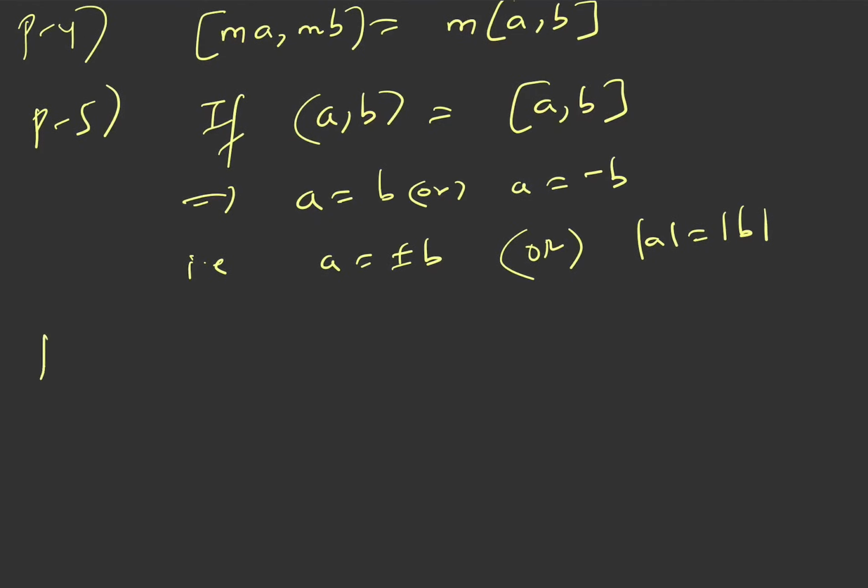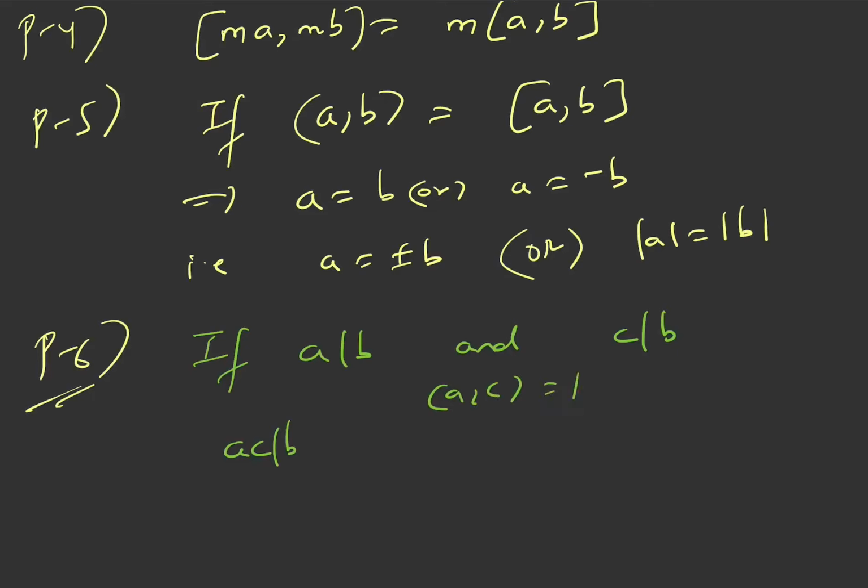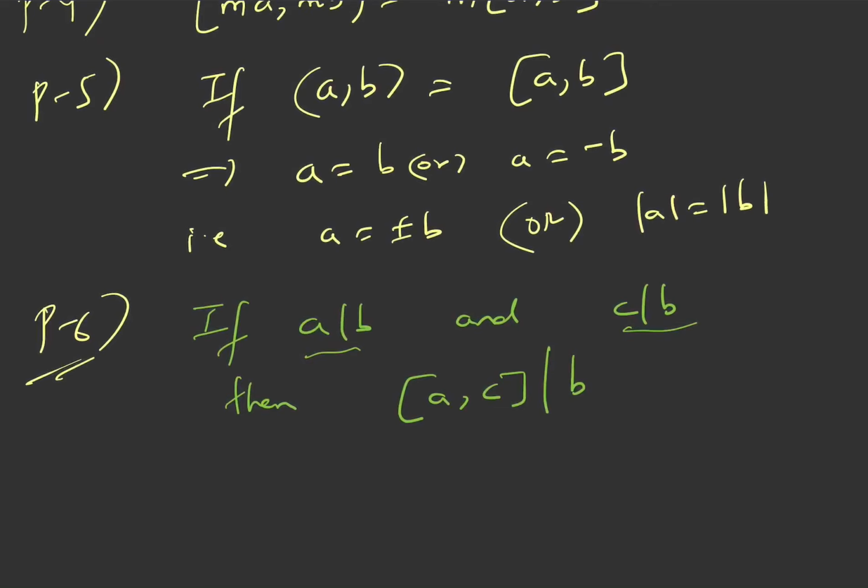Next, now this is an important property. If A divides B and C divides B, then we told that AC divides B is true if I can guarantee that GCD of A comma C is 1, right? But what happens if GCD of A and C is not 1? What is the general statement which I can make? The general statement I can make is that definitely LCM of A and C will divide B. If A divides B and C divides B, then LCM of A and C will definitely divide B.